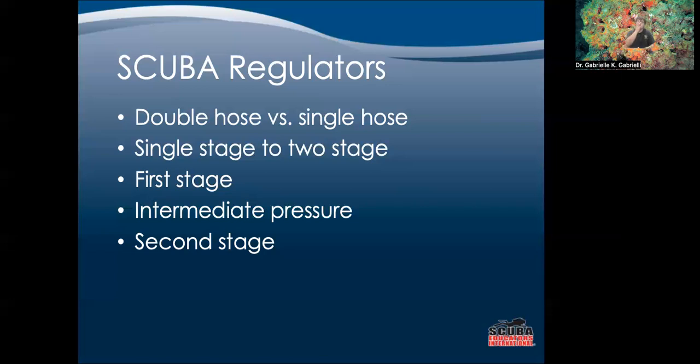Single stage, two stage, is that talking about first, second stage, or is that like another system? I think it's another system. Okay. I'm thinking that might have something to do with the Y valve. Maybe so. All right, no worries.